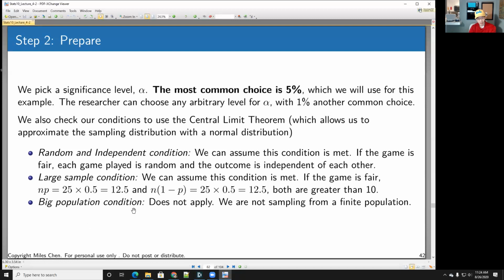We don't have to worry about the big population condition because we are not sampling from a finite population without replacement. We're just spinning the wheel. Technically we could spin the wheel infinitely many times, and every time we spin it, the probabilities don't change. So this is not something we have to worry about.